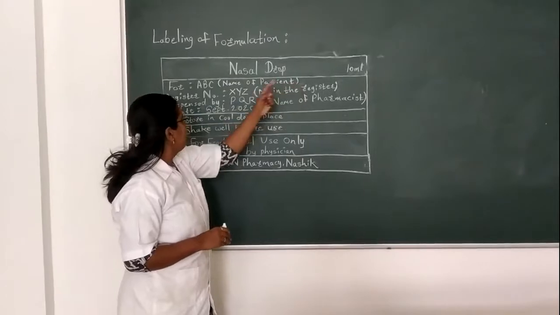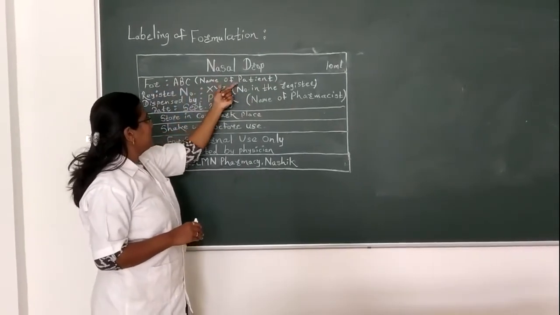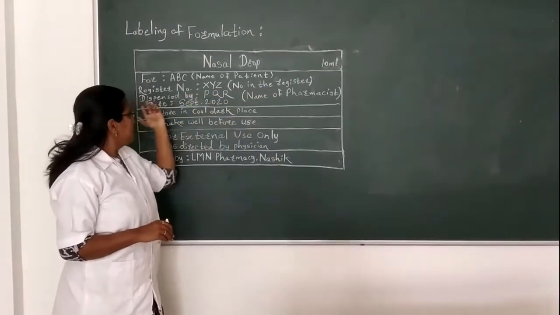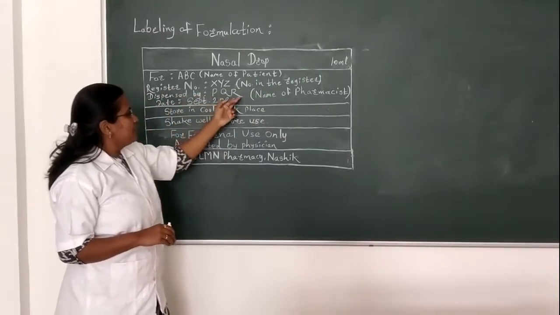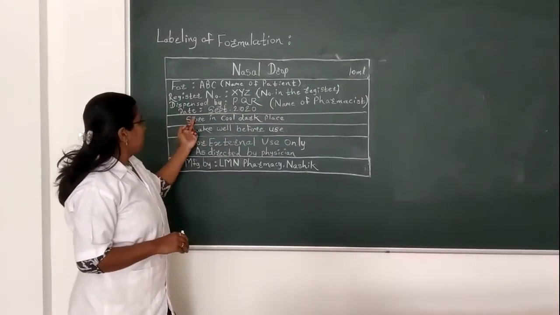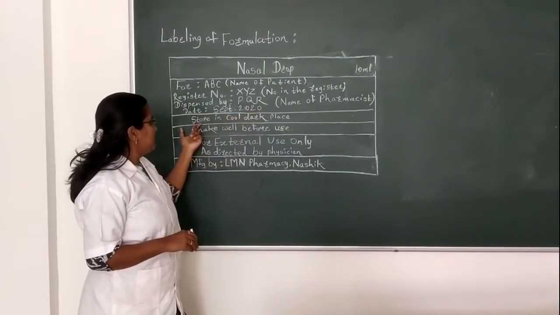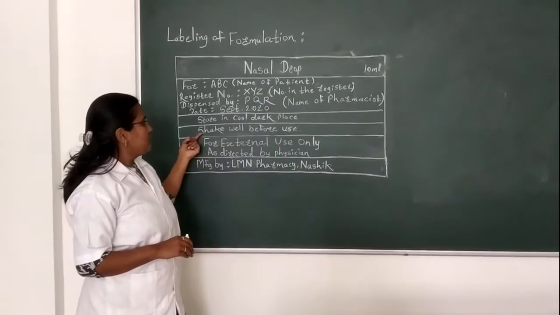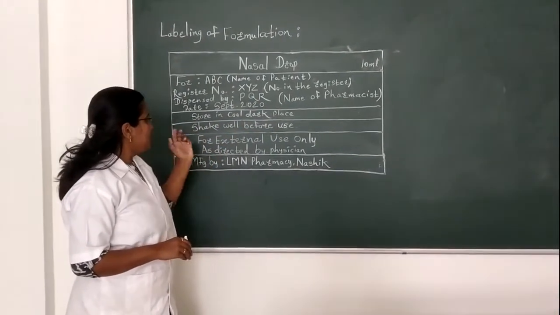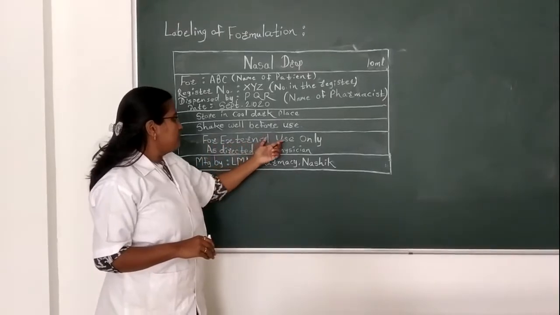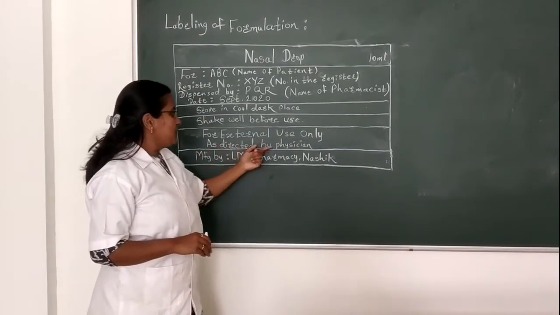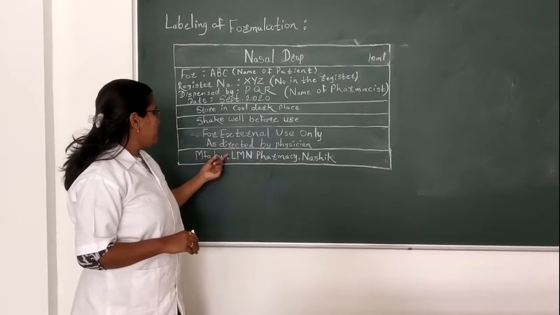Nasal drop, 10 ml. For ABC, means the name of the patient. Register number XYZ, that is the number given in the register. Dispensed by PQR, means the name of the pharmacist. Manufacturing date: September 2020. Storage: store in a cool and dark place. Shake well before use, this is the direction. One more direction: for external use only, especially for nasal use, as directed by physician. Manufactured by LNM.